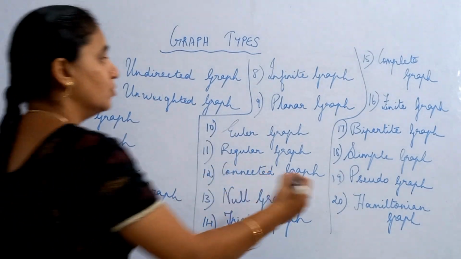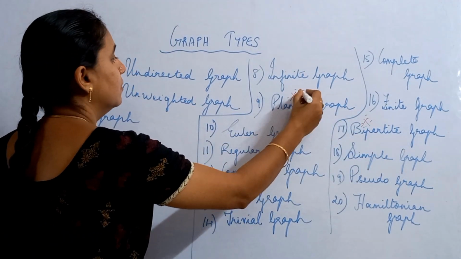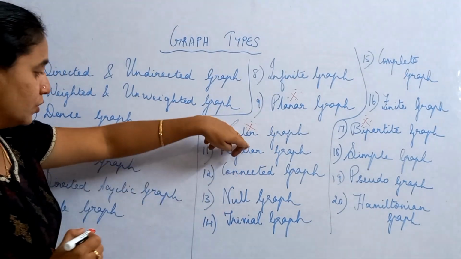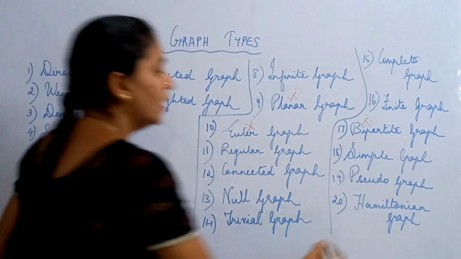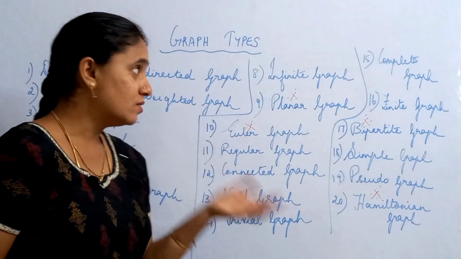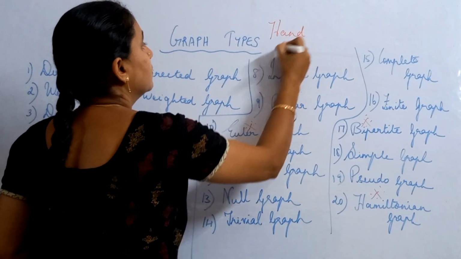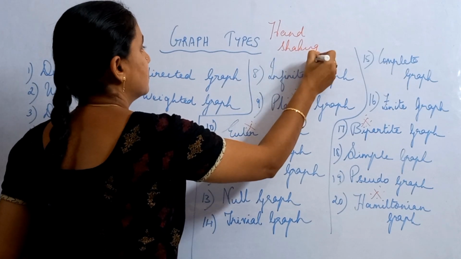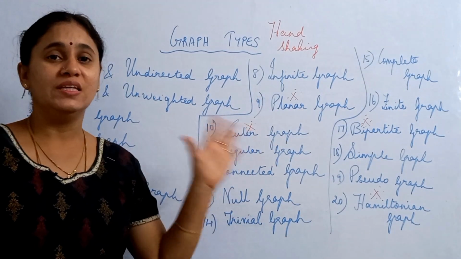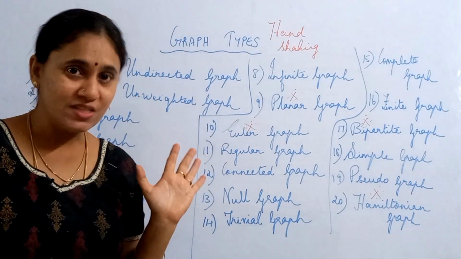So this graph is a very important one, bipartite graph, and then planar graph is very important, and next is Euler graph. This is also a very important one, and then Hamiltonian graph is also very important. In this we are also going to discuss another important point, that is handshaking. We are going to concentrate on the important points of these graphs. Now we are going to start the discussion of each and every graph type. Okay friends, shall we proceed?